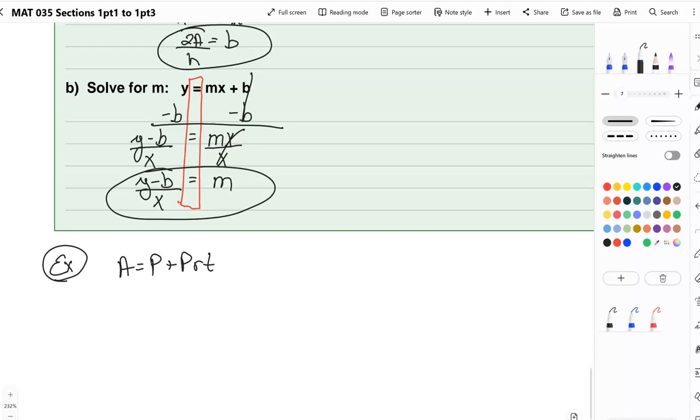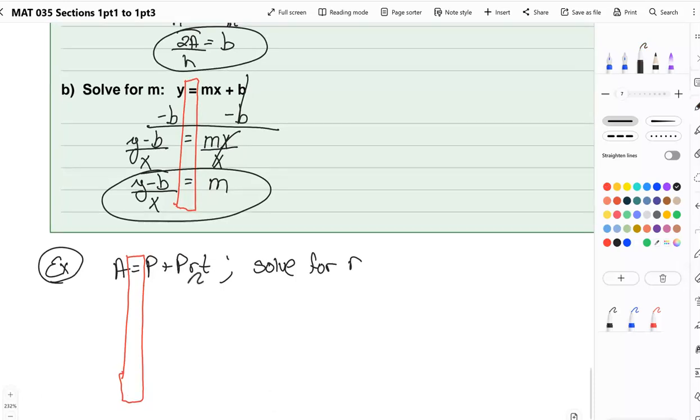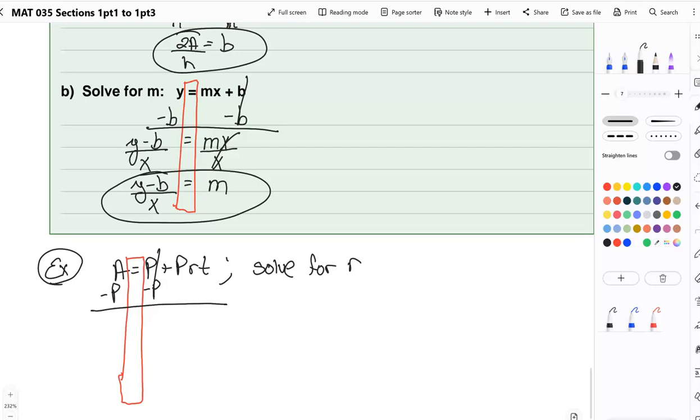So let's look at another one. Let's say we have a equals p plus prt. Maybe we want to solve for r. This is where you may want to pause the video, come back, and then check your answer. So I'm going to start by drawing my wall. I've got to get that term with the r by itself first. To do that, I've got to move that plain old p, and to move it, I'm going to subtract. That's going to zero it out. So that p is now zeroed out.